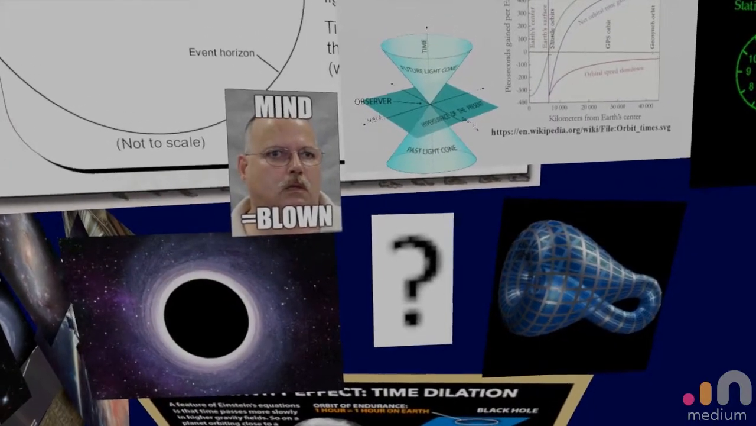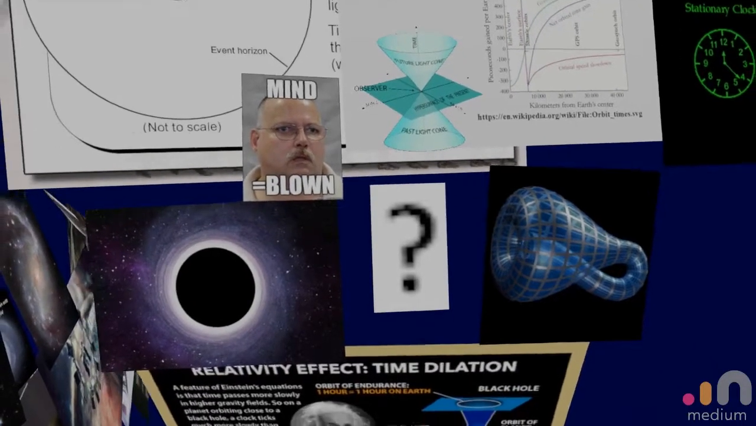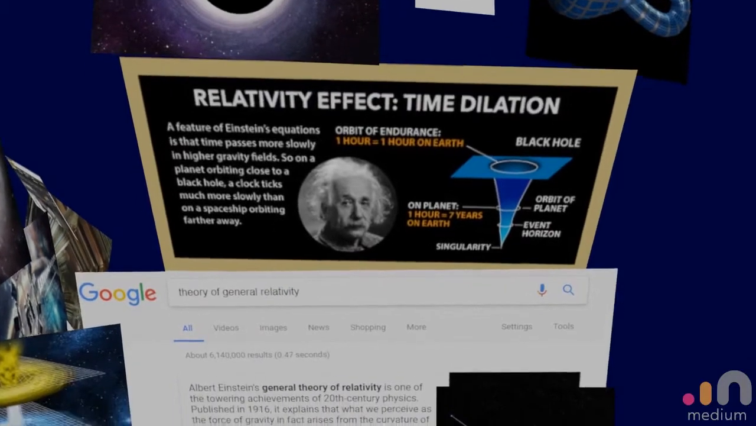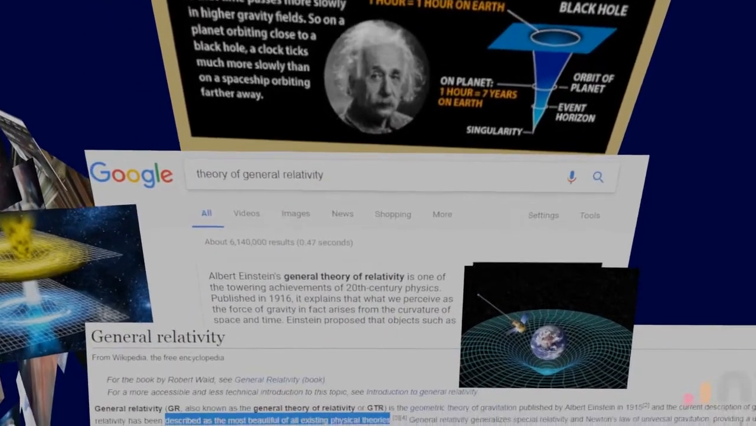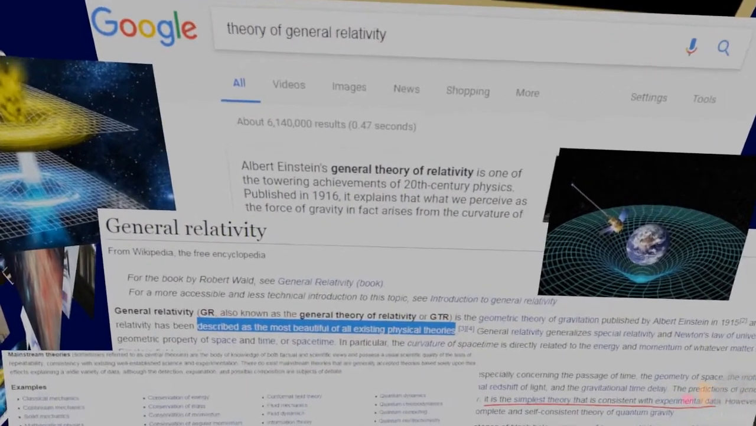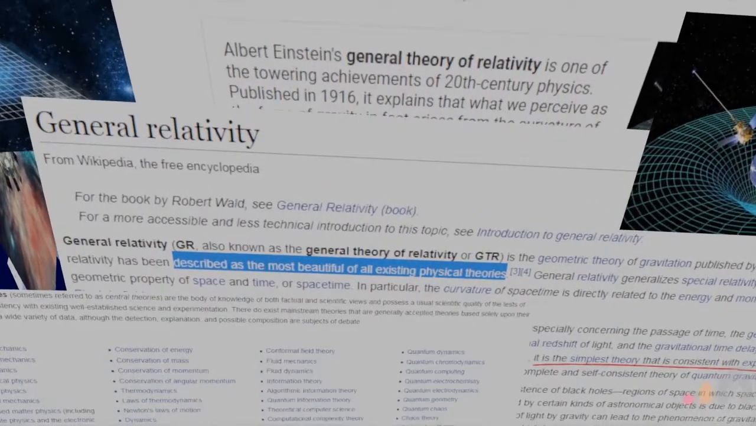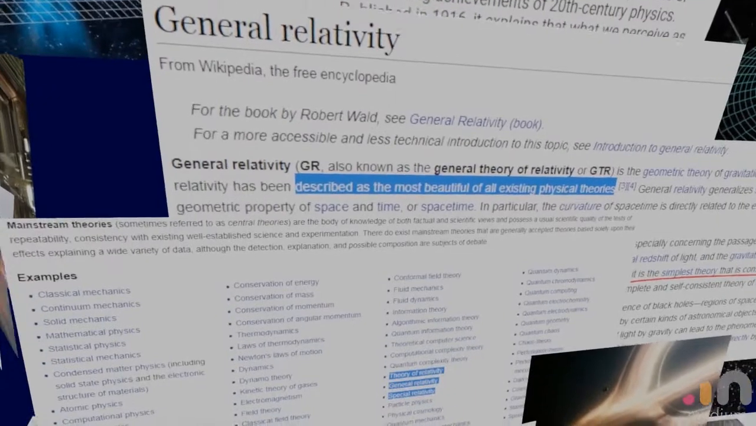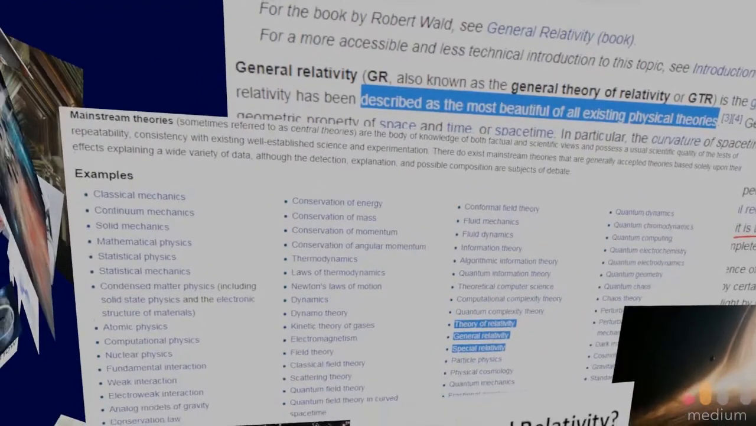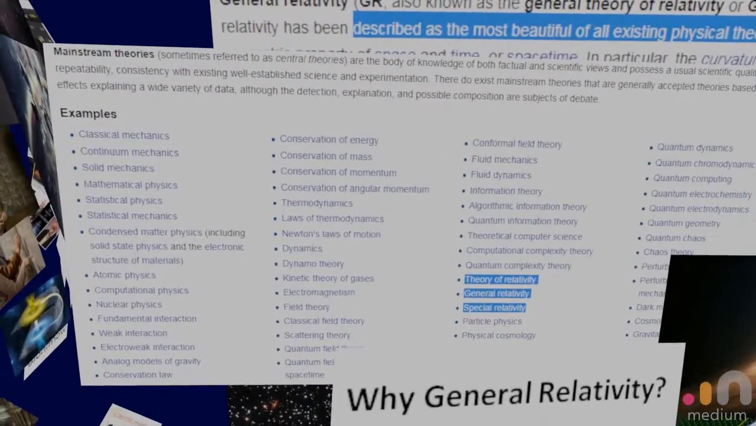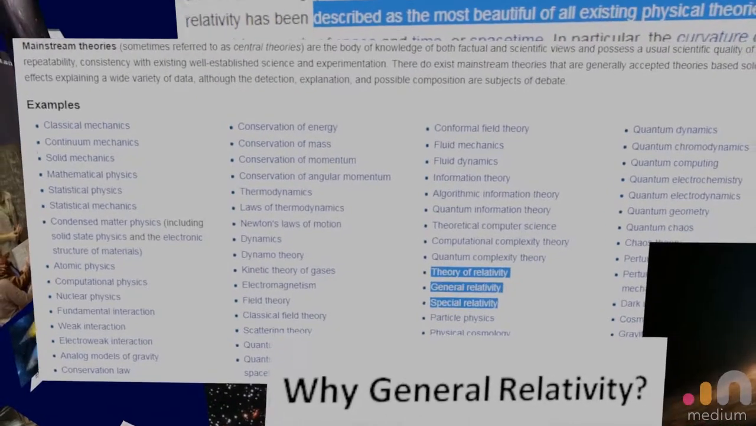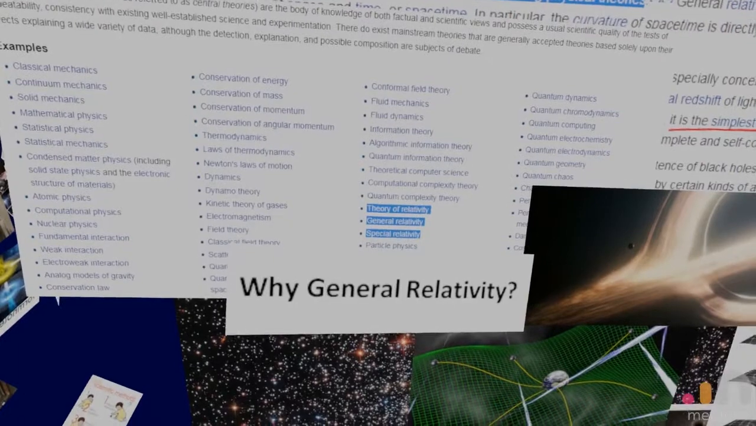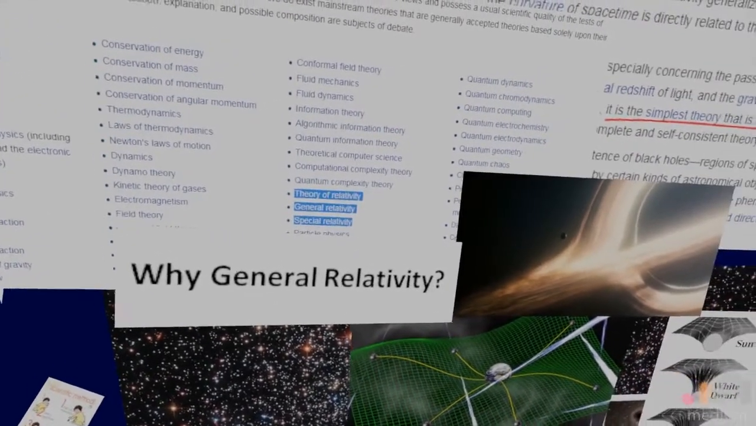So all of these ideas actually come from Albert Einstein and his general theory of relativity, which has been described as the most beautiful of all existing physical theories. And the theory has been such a success that it is categorized under the mainstream theories or the central theories. It's a really big deal. Why do they think that way? Like, why do they think that space and time are the same force? Why is that a mainstream theory?